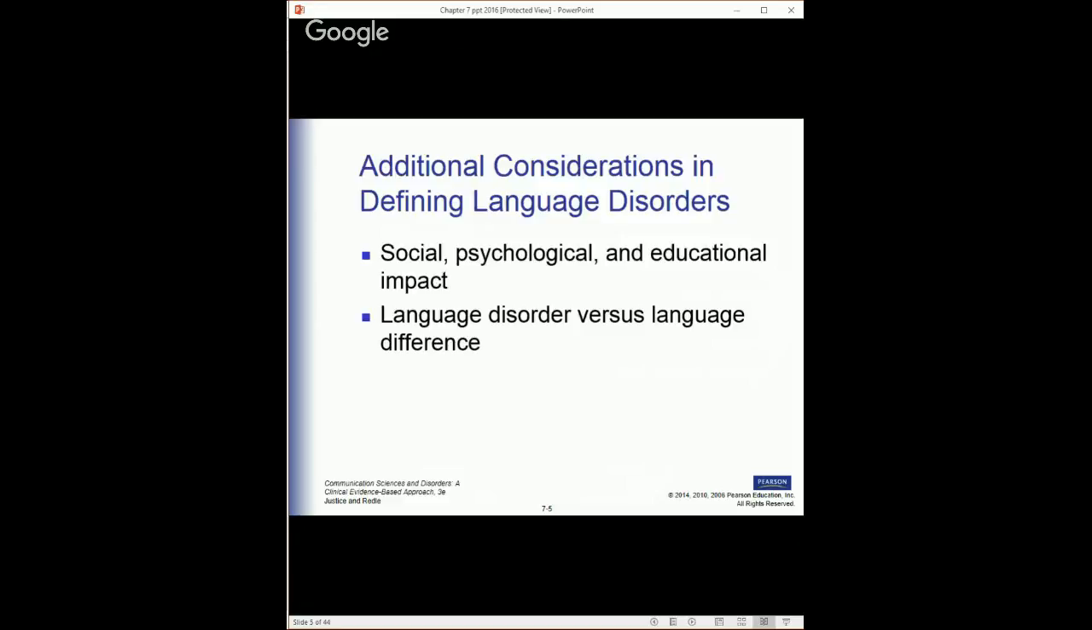A language disorder versus a language difference can be characterized when you establish that a child has a disorder involving examining a child's language skills relative to both normative expectations and cultural expectations. That'll be defining a language disorder. And if they have a language difference, it may be dialectal in nature.